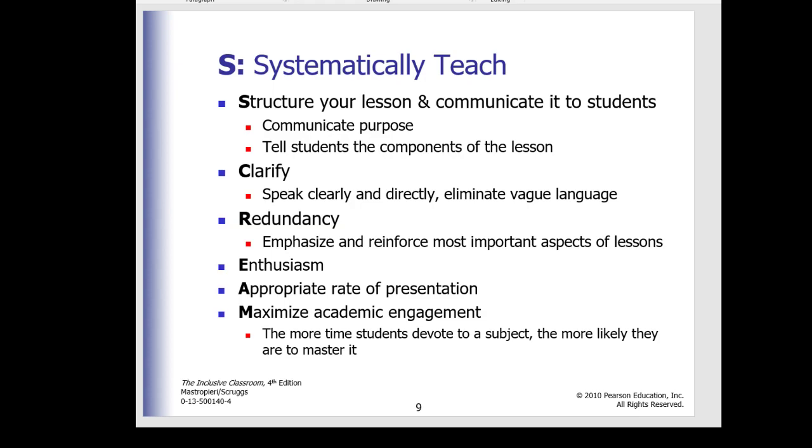Clarity is this idea of direct language, especially in instruction. We want to make sure that we're using language that students can understand, that can't be misinterpreted. So when we're using vocabulary, we need to be very careful that we're using said language. Redundancy, use very sparingly, because we don't want to be over redundant, because that begins to be repeating things that especially students have a hard time with.